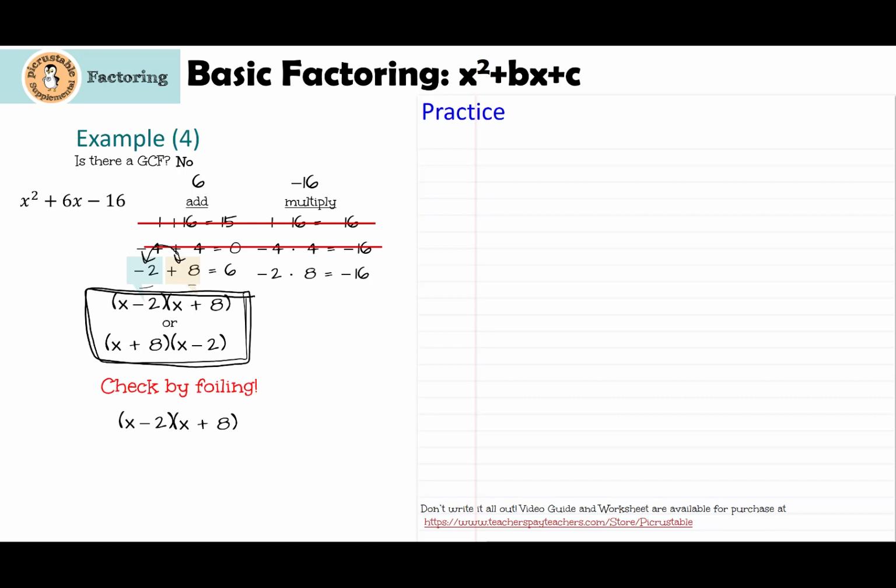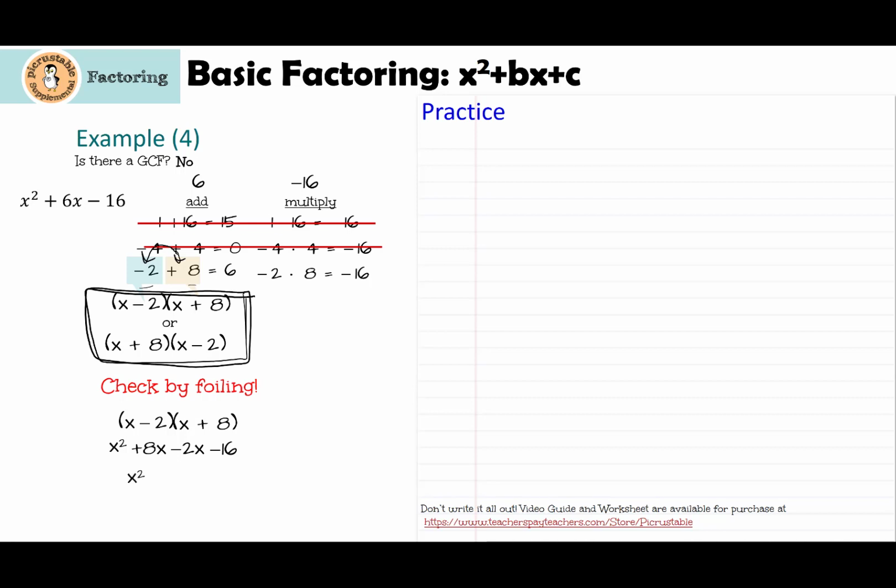So, x minus 2 times x plus 8. First is x times x, which is x squared. Outside is x times 8, which is 8x. Inside is negative 2 times x, which is negative 2x. And last is negative 2 times 8, which is negative 16.